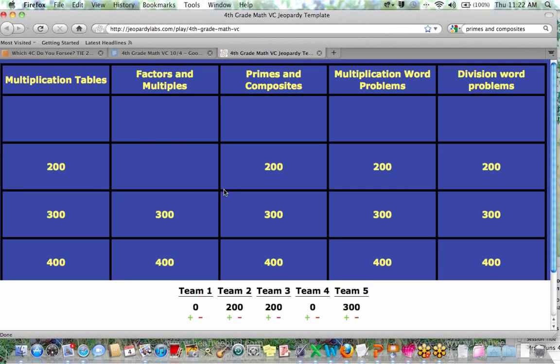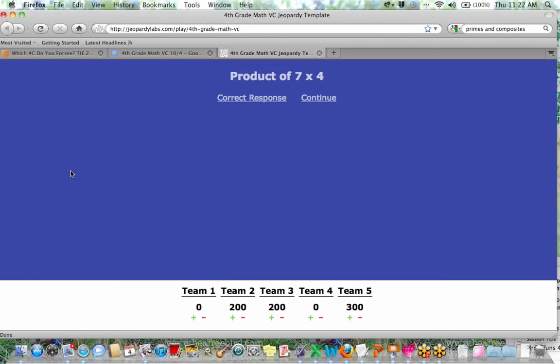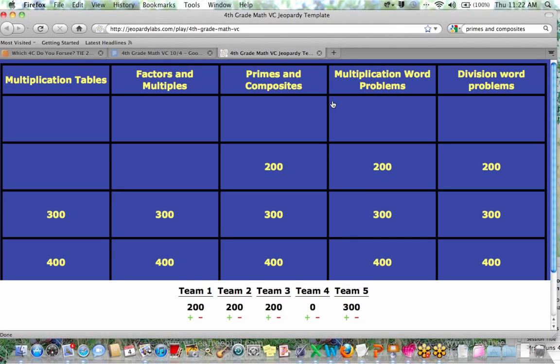Multiplication tables for 200. Okay, we'll go back over here. Okay, guys, get ready because these go quick. The product of 7 times 4. Whoa, Tyler, you're on fire. Okay, Tyler buzzed in first with 28, and he's correct. Good job, Tyler. Okay, Tyler, your mic's on, so go ahead and tell us which problem you would like.